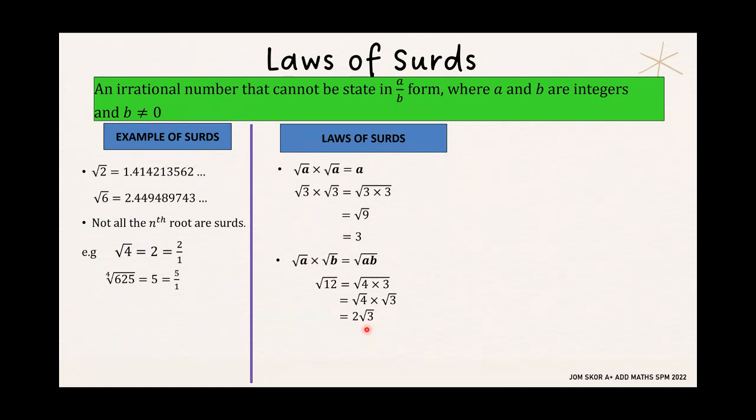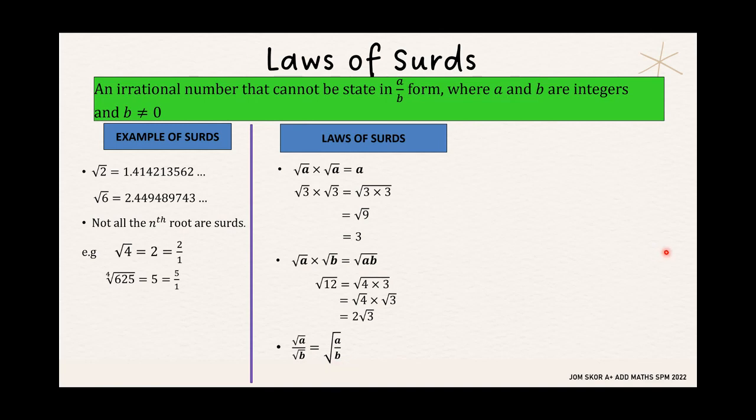Okay, seterusnya bila kita ada division of set. Okay, maksudnya when we have set A over set B samalah dengan set A over B. Kita selesaikan dulu nilai tadi, barulah kita gunakan law.